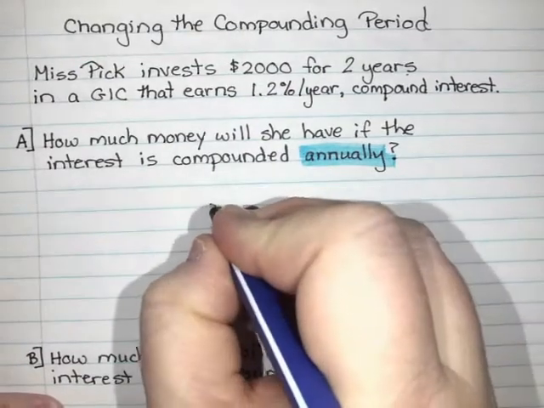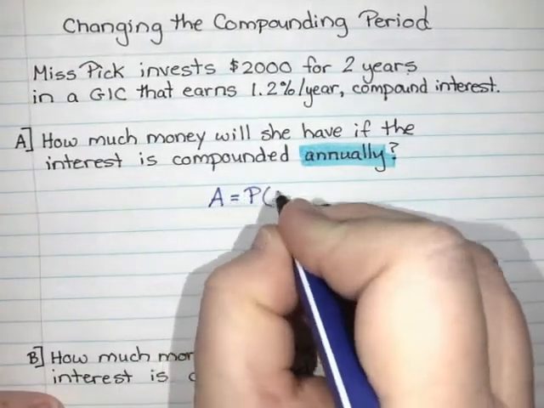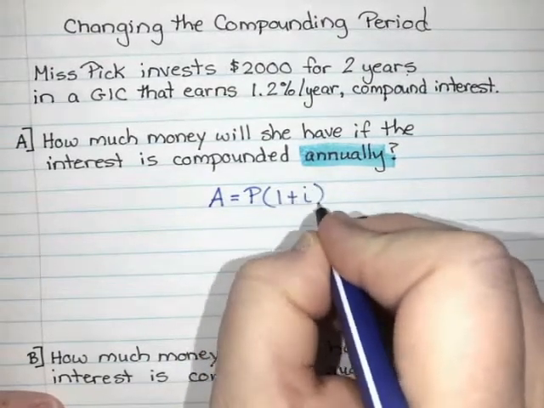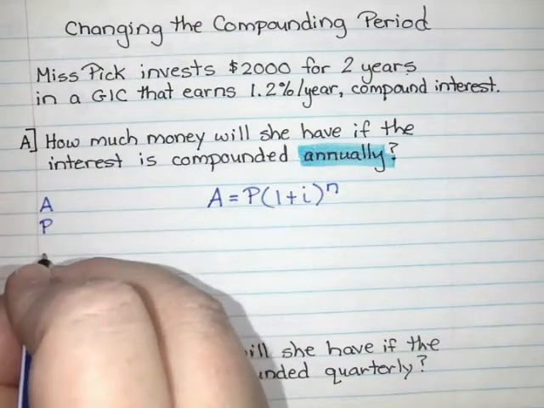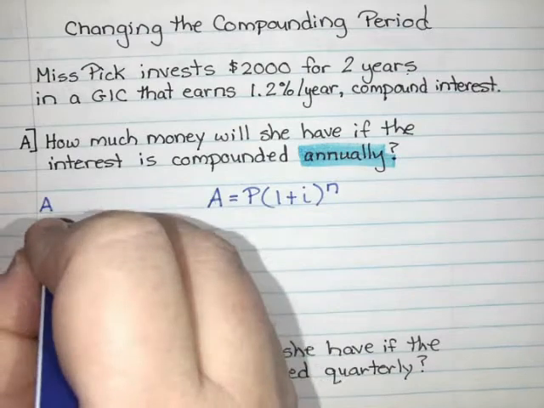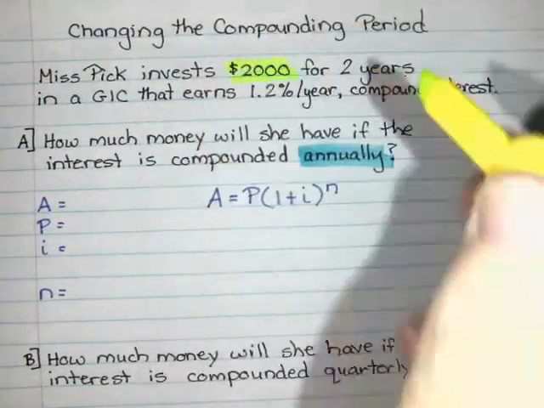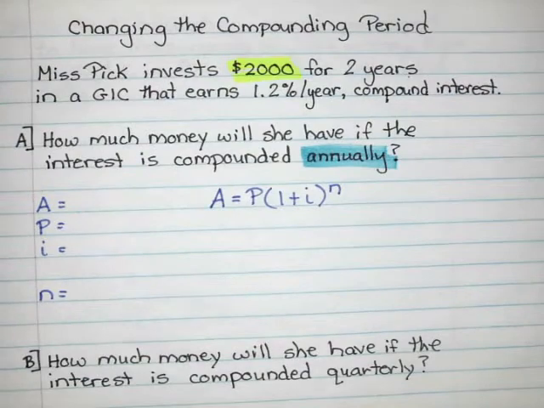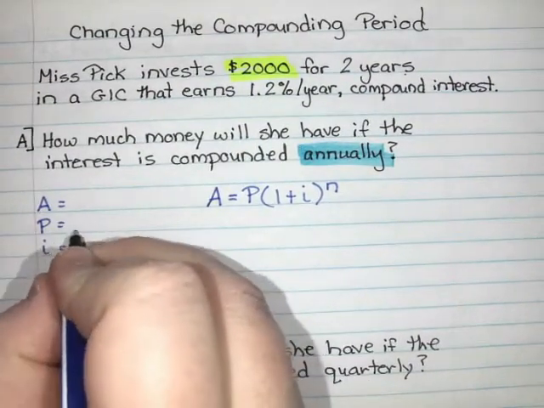I'm going to use my compound interest formula, which is A equals P times (1 plus I) to the power of N. And I am going to list my variables down the side, leave a little extra space for I. And then we're going to read through the question and see where the different numbers are going to go. So Miss Pick invests $2,000. $2,000 is our starting investment. That's also called the principal, so that's our P.